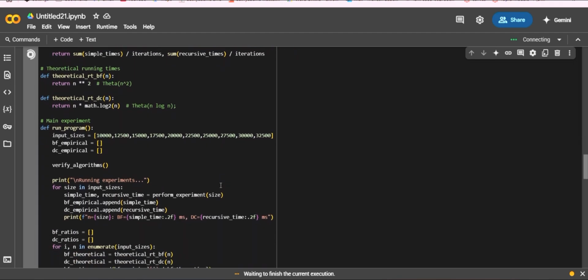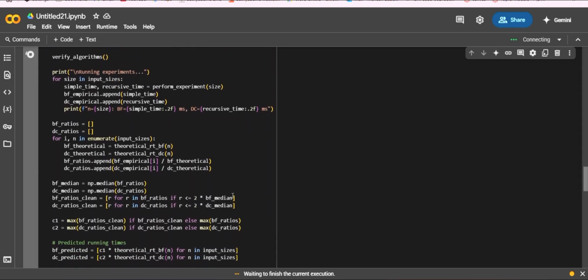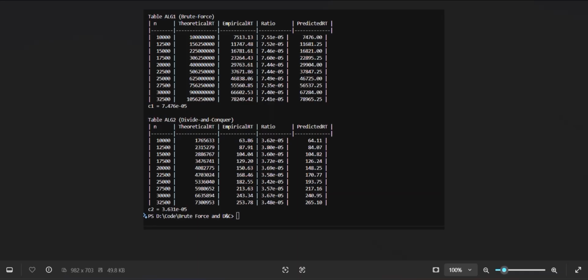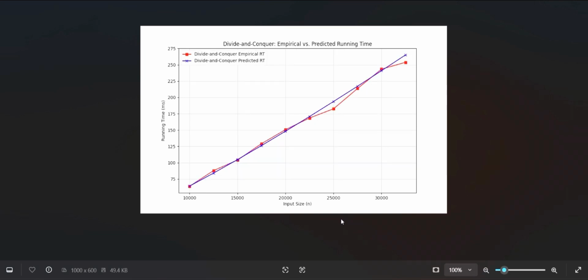Conclusion: Divide and conquer algorithm is significantly more efficient and scales better than brute force algorithm. Our empirical findings strongly align with the theoretical complexities. This validates the importance of algorithmic design in solving large-scale computational problems.